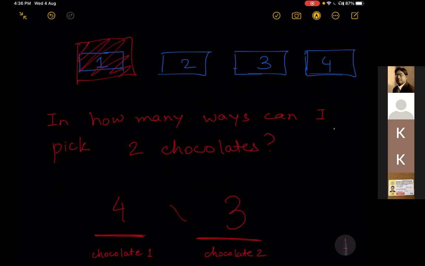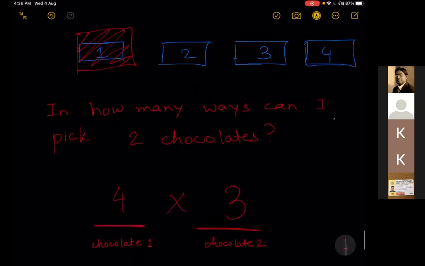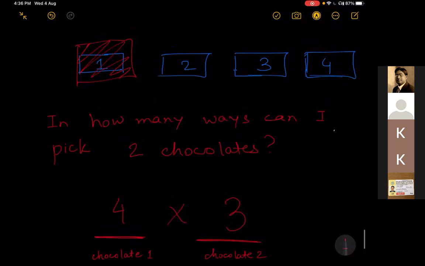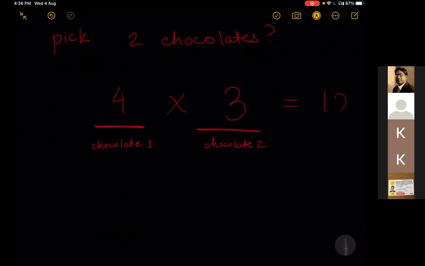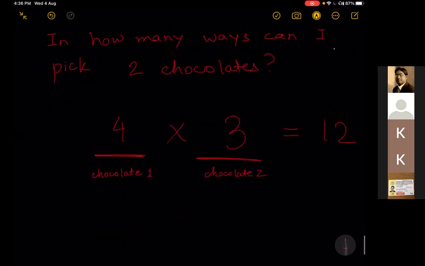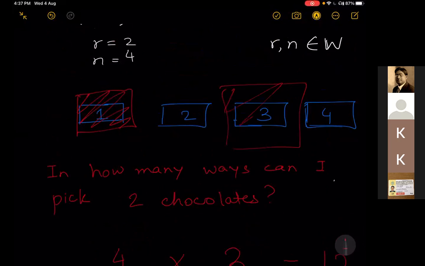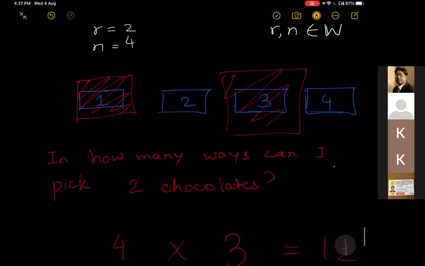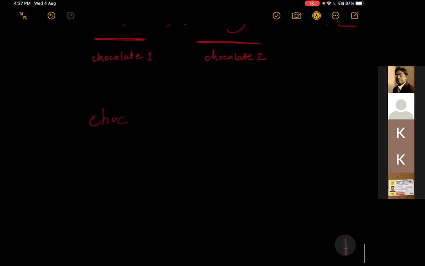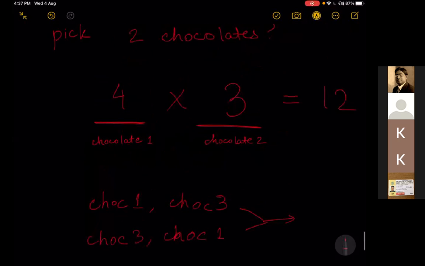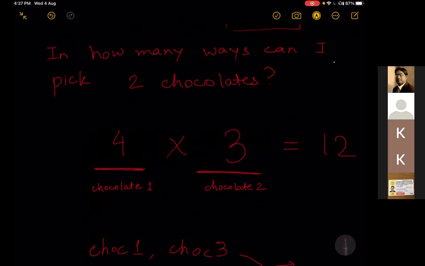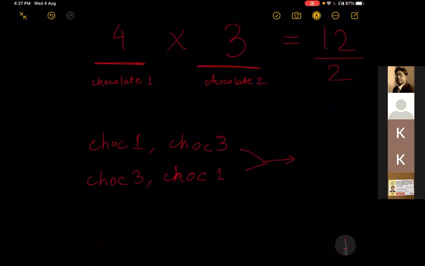So for chocolate one there are four choices. If I choose one, then there are three remaining choices for chocolate two. So in total I have 12 ways to pick chocolate one and chocolate two. But now see, if I first pick one and then three, and if I first pick three and then one, then these two are the same for me. It does not matter which I pick first and which last. I am getting to eat chocolate one and chocolate three. I am happy. So what is the answer? 12 divided by 2, because I am double counting everything.